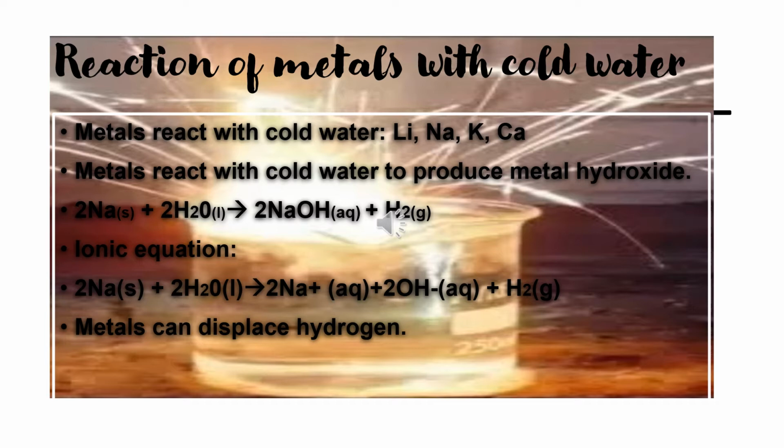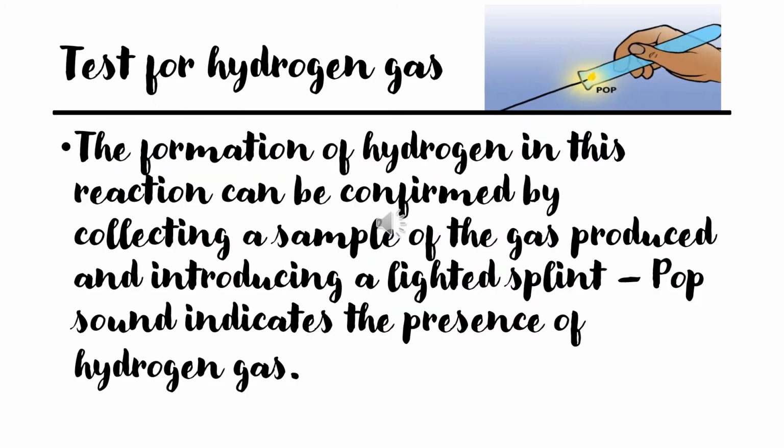So when a metal reacts with water, it displaces hydrogen. In the reaction of sodium and water, hydrogen gas is released. Now let's check how we can identify that the gas produced is hydrogen. Test for hydrogen gas: to confirm the production of hydrogen gas, the pop test is used.